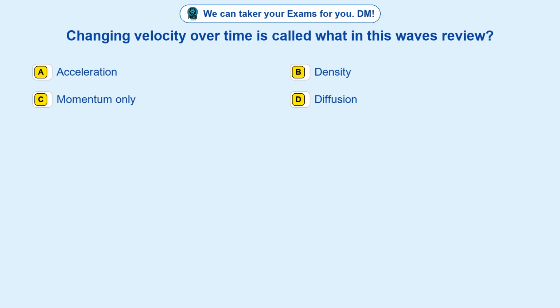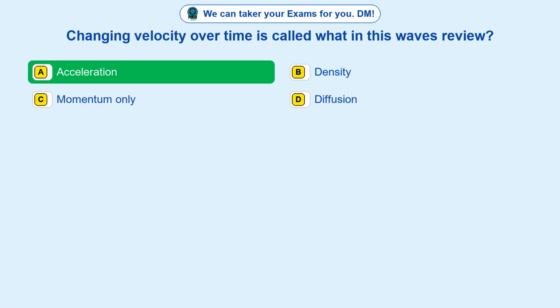Question 56. Changing velocity over time is called what in this waves review? Option A, acceleration. Option B, density. Option C, momentum only. Option D, diffusion. The correct answer is option A. Acceleration.